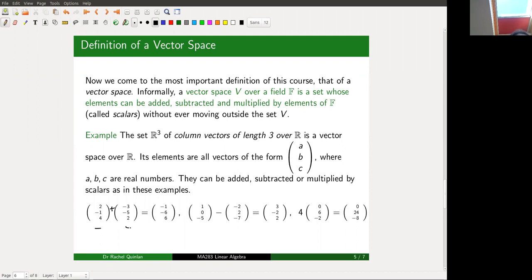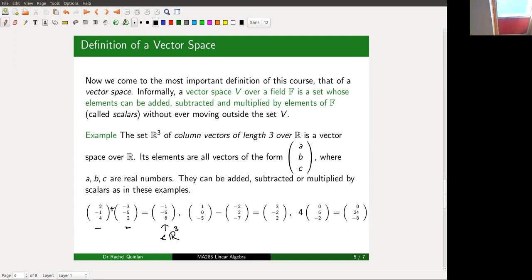Elements of R3 look like column vectors of length 3. There's one of them with entries 2, minus 1, 4, another one with entries minus 3, minus 5, 2. If we want to add those two together, we take 2 plus minus 3 in the first entry, that's minus 1. We take minus 1 plus minus 5 in the second entry, that's minus 6. And we take 4 plus 2 in the third entry. And this thing, sure enough, again, is an element of R3. So we can add elements of R3 and we stay within R3 when we do that.